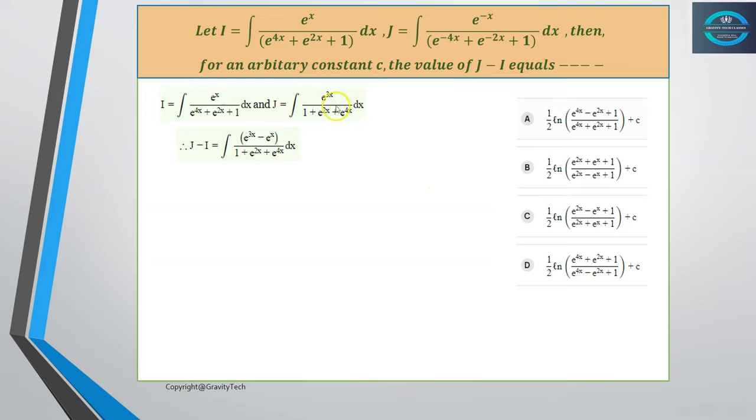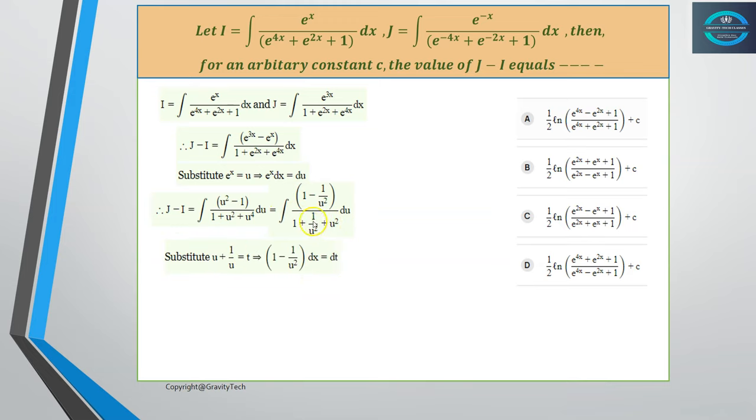So how I and J came, I told you: with e raised to 4x, what did we do? We multiplied and divided both. Then J minus I we need, so this minus this. Then put e raised to x is equal to u. When you put e raised to x is equal to u, you basically get this. Then 1 minus 1 upon u square, 1 plus 1 upon u square plus u square, right? Then this can be converted as u plus 1 upon u bracket square minus 1. Then put that as t, and this into dx will be dt. So this is going to be dt upon t square minus 1.